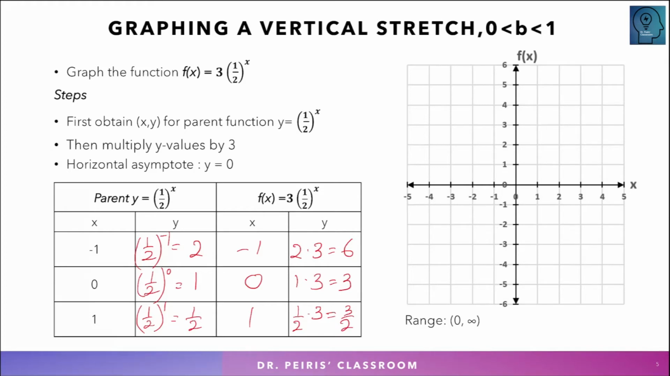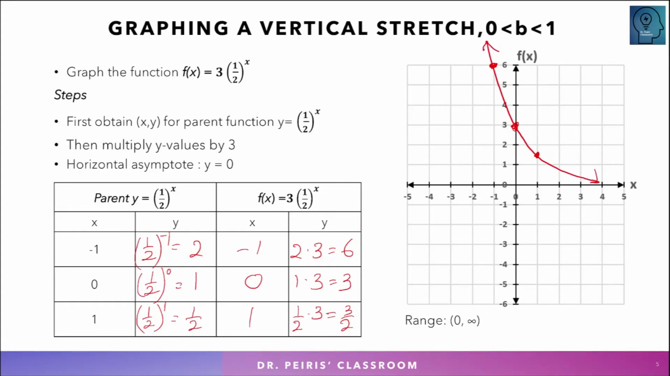So let's mark the points. -1, 6. The next one 0, 3. Then 1, 3/2. So the 3/2 is a value which is less than 2. 3/2 is basically 1.5. So it's 1, 1.5. And we connect the dots.